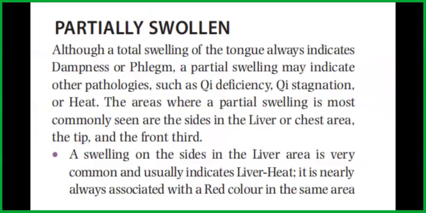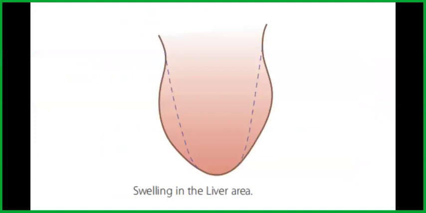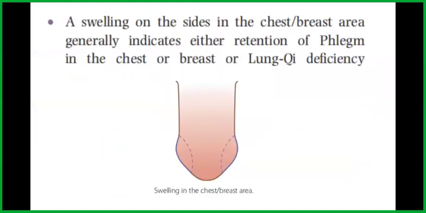A swelling on the sides in the liver area is very common and usually indicates liver heat. It is nearly always associated with a red color in the same area. A swelling on the sides in the chest or breast area generally indicates either retention of phlegm in the chest or breast or lung Qi deficiency.